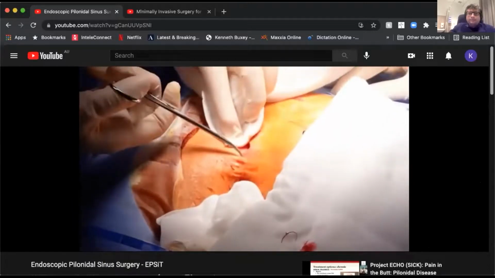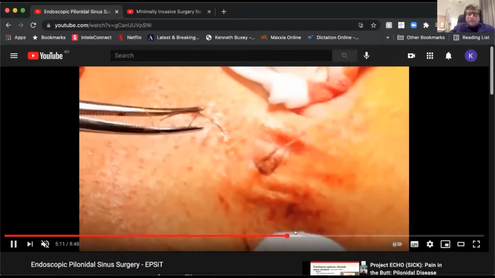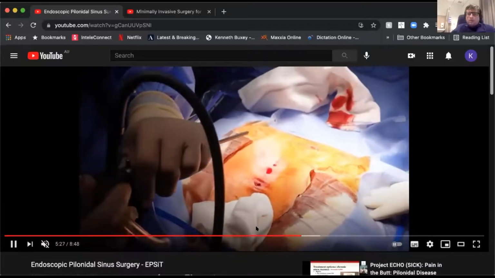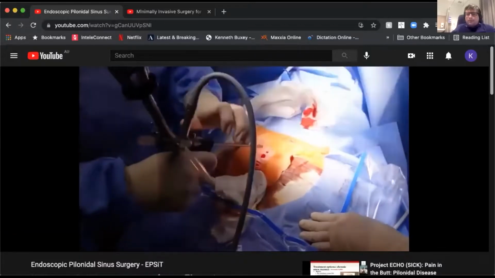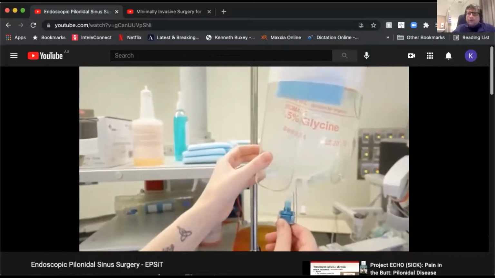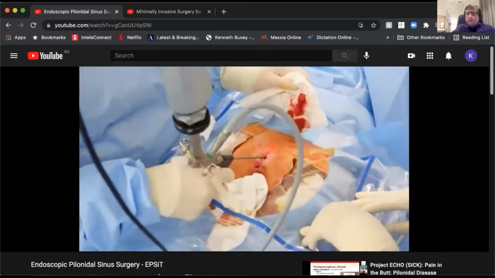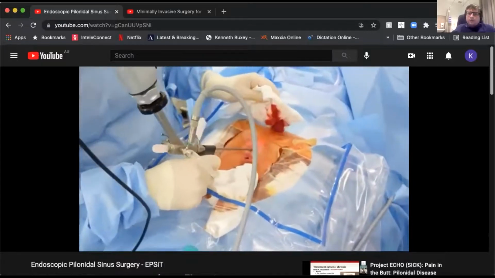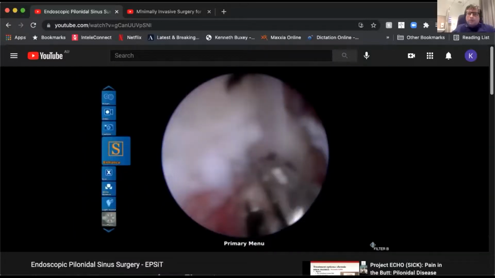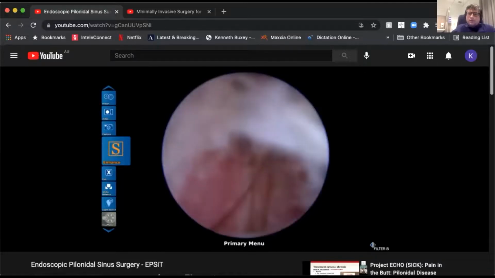But then subsequently, you can introduce the endoscope once this has been done. So this is the endoscope. And there is a special endoscope that's specifically designed for this, but it can be done in a hospital that doesn't have access to that equipment. It's very similar to a cystoscope, a rigid cystoscope. So you can in fact use a pediatric cystoscope. So this is an endoscope in the pilonidal sinus tract, and then you can see hair in there.